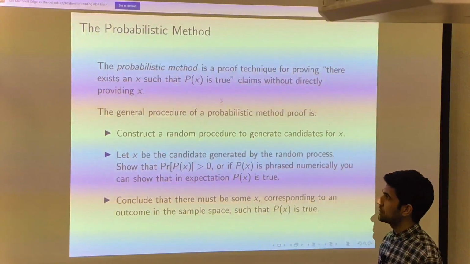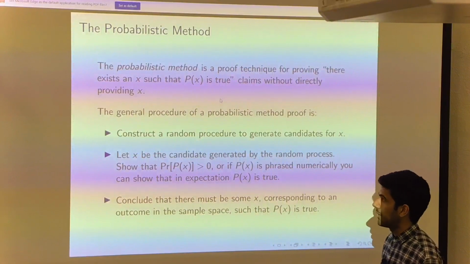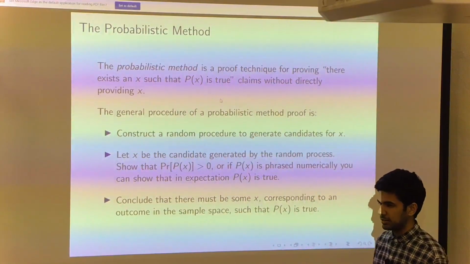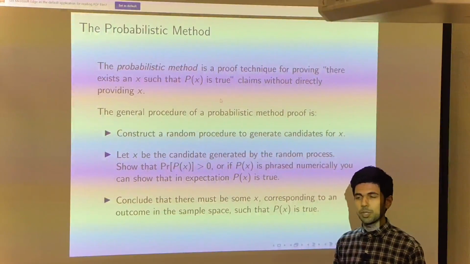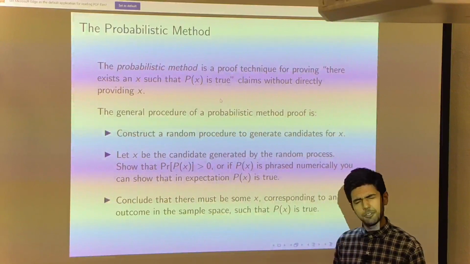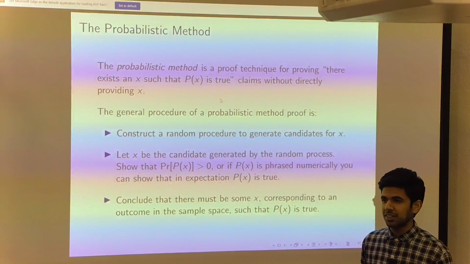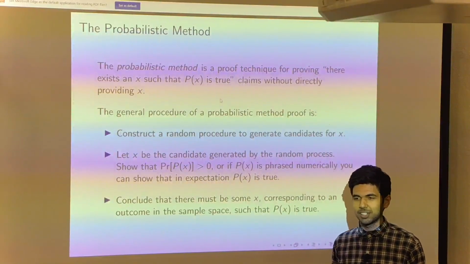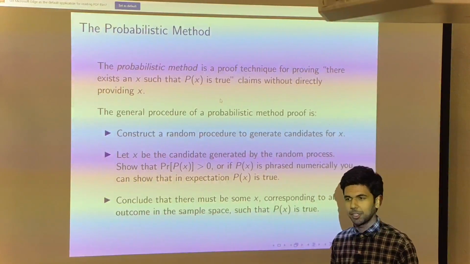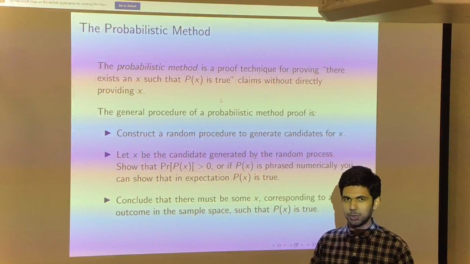But the idea of the probabilistic method is a proof technique for proving there exists an X such that P of X is true. And it's proving these claims directly without providing that X or that element. For example, we've seen problems like this before. For example, on your midterm, we asked you to prove or disprove that there exists an Eulerian graph with some amount of vertices and some amount of edges, and those of you who got it correct drew the graph and you were like, boom, done.